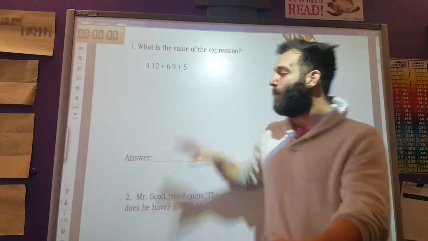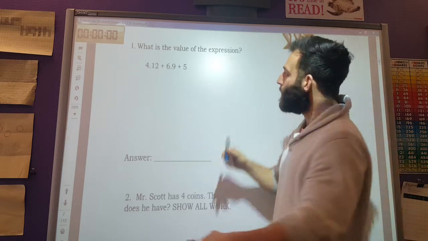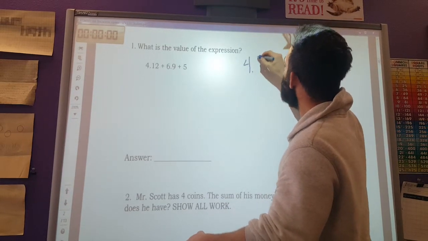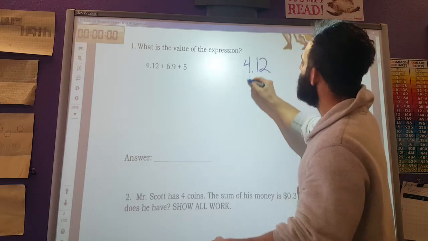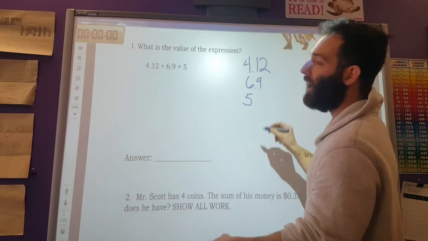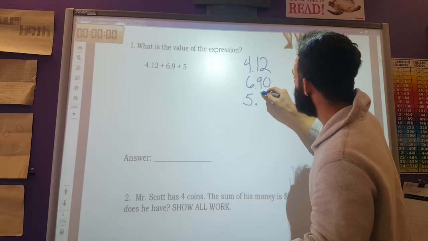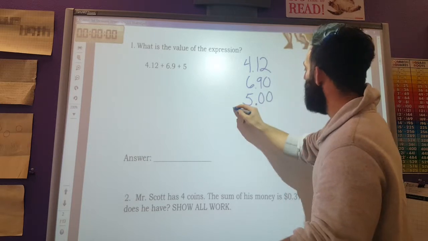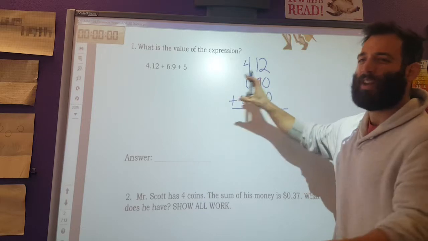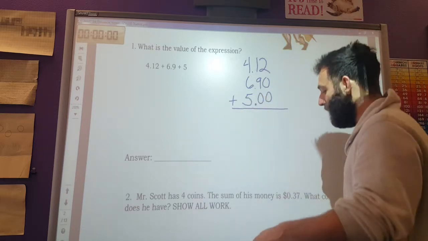If you need a little bit more time to complete these two problems, go ahead and take it now. I'm adding these decimals. I'm going to add 4 and 12 hundredths, 6 and 9 tenths, and 5. Now, just to make this a little bit easier on me, I'm going to fill in all of my decimal places with zeros. Because remember, adding zeros to the end of a decimal doesn't change the decimal itself. So now I can add straight down.